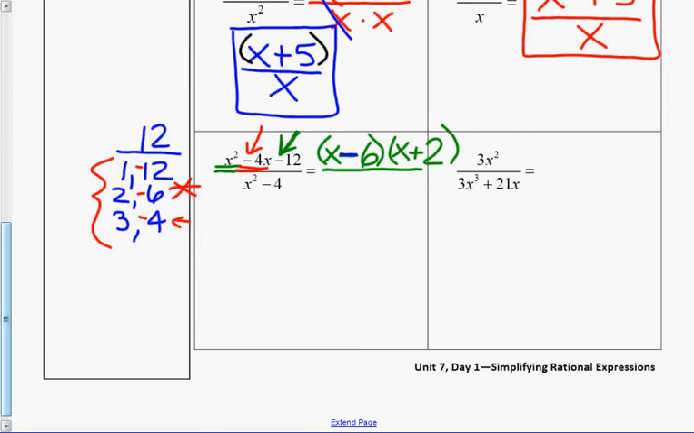The denominator, we have x squared minus 4. You should all say, oh, this is the difference of squares. So of course we know difference of squares is x minus 2 and x plus 2. Again, if you're having trouble factoring, please see your teachers.